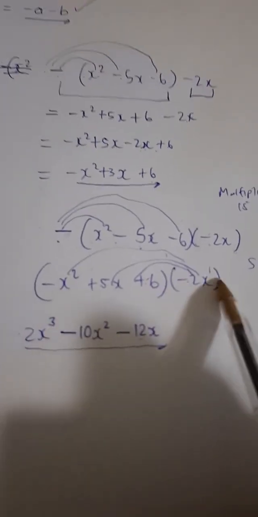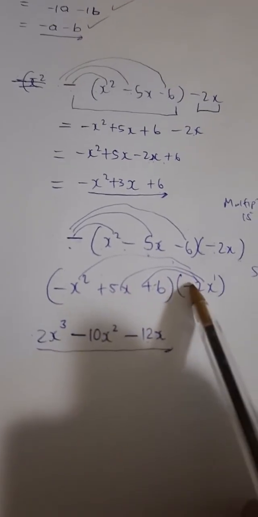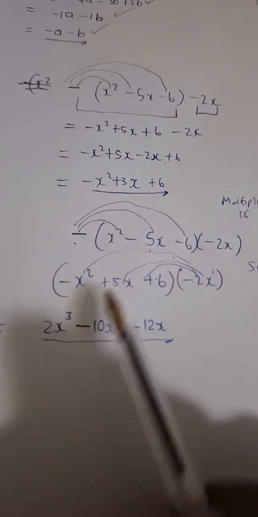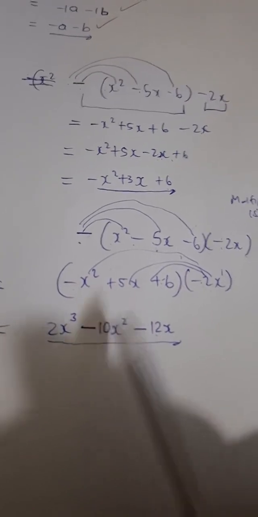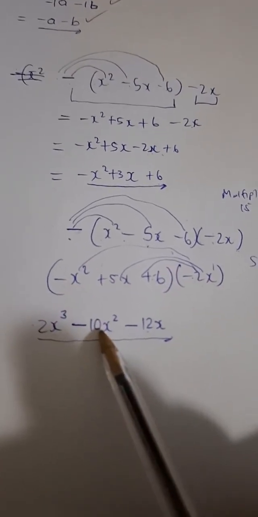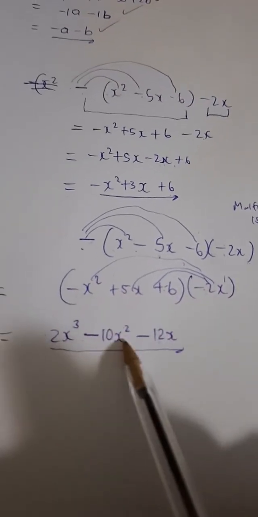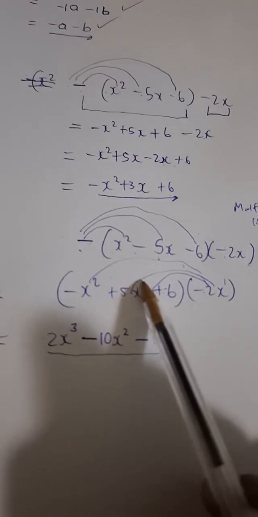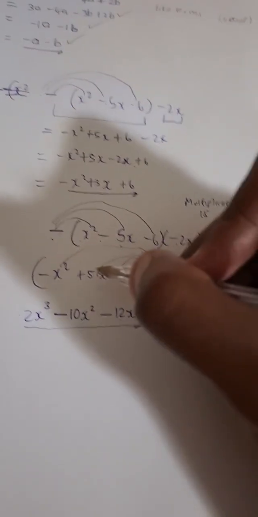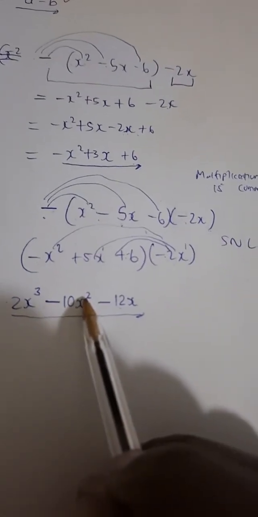Now we take negative 2x, we distribute it to positive 5x. Negative times a positive gives you a negative. 2 times 5 gives you 10. X times x, bases are the same. We keep the base, we add the exponents. There's an invisible 1 here, there's an invisible 1 there, we get x squared.